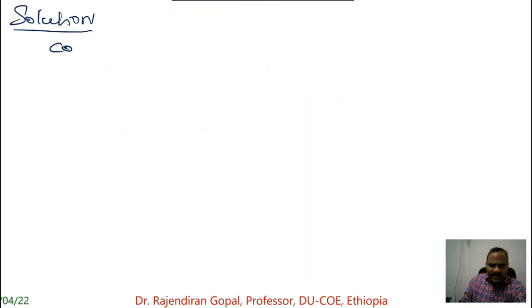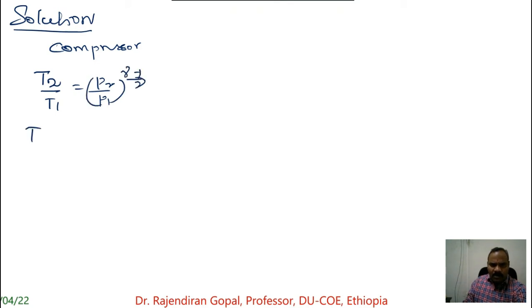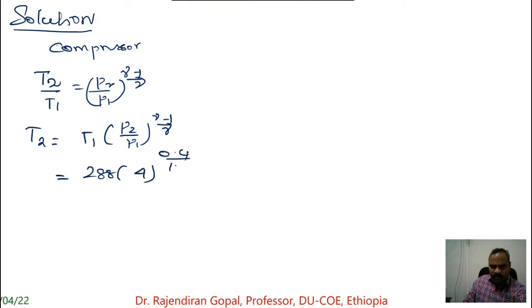Solution: in the compressor, isentropic relations: T2 by T1 is equal to P2 by P1 whole to the power gamma minus 1 by gamma. T2 is equal to T1 into P2 by P1 whole to the power gamma minus 1 by gamma, that is equal to 288 multiplied by 4 whole to the power 0.4 divided by 1.4. T2 is equal to 428 Kelvin.